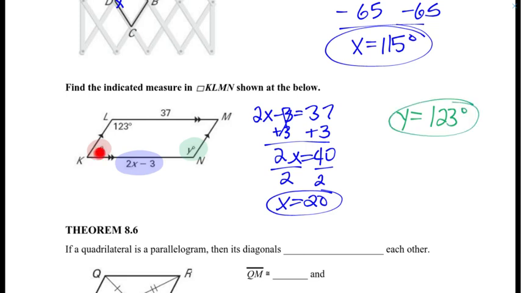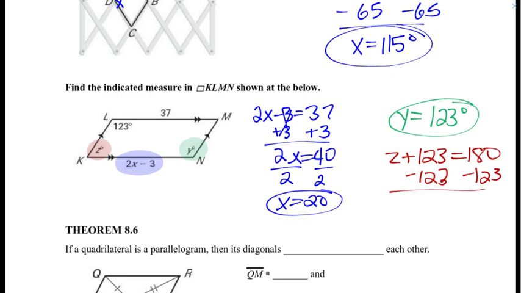And then lastly, if we look at z, now we don't know the measure of angle M, so we can't use that same theorem, that same characteristic, but we do know the measure of an angle that is consecutive or adjacent to that. So we know that these two angles here are going to have to be supplementary, add to 180 degrees. So if I take z plus 123, it's going to have to total 180. If I then just solve for z, subtracting 123 from both sides, I get a value of 57 degrees for that angle z.